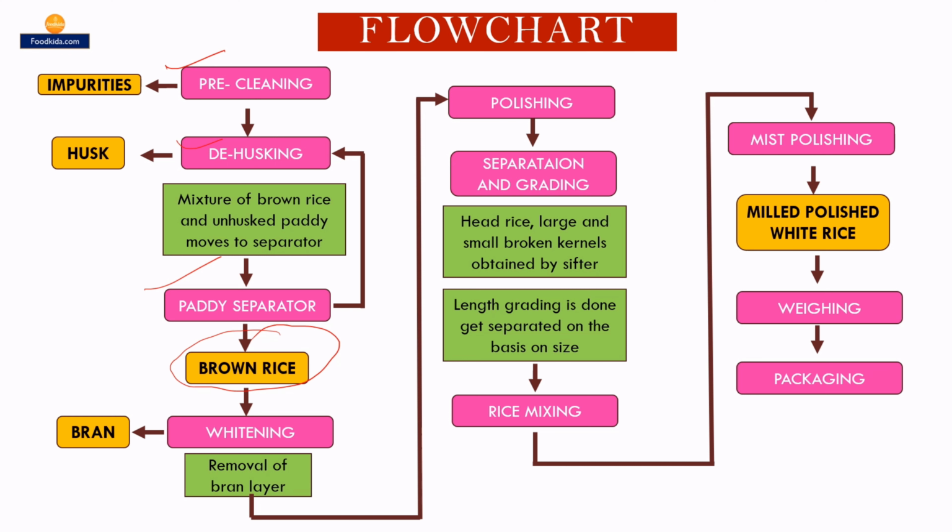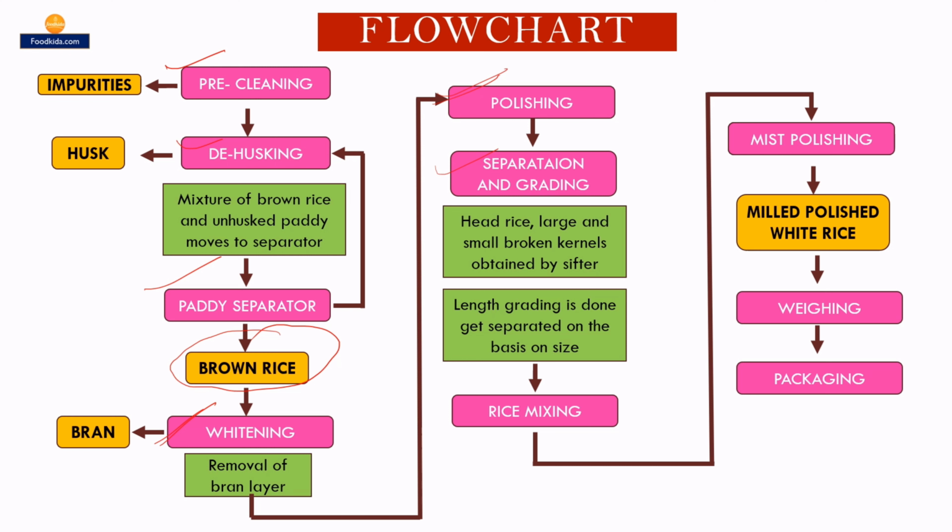So from here, brown rice enters the whitening process. I already explained that the removal of the bran layer is whitening. So using the principles of abrasion and friction, whitening of rice is done, followed by the polishing step. Always remember that polishing is done after the whitening step. Then once the polishing is done to increase the luster or shining appearance of the rice, length grading and separation is done, in which head rice and small broken kernels are obtained on the basis of size using a shifter.